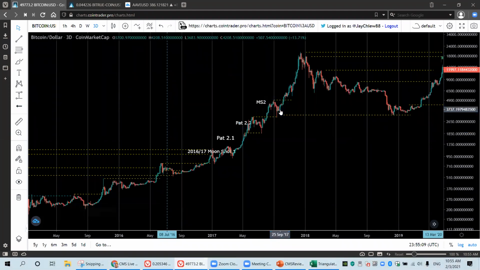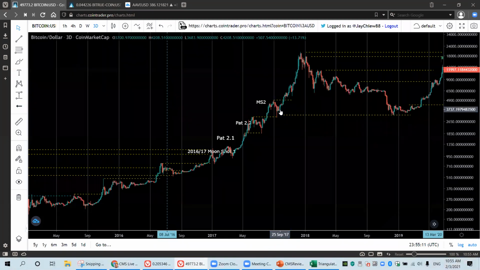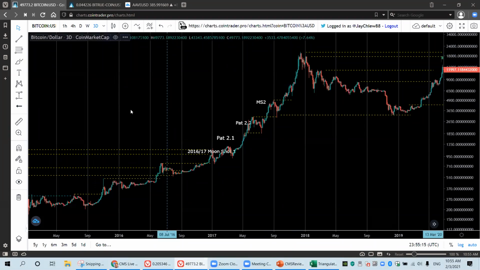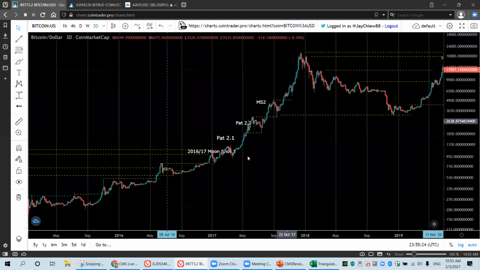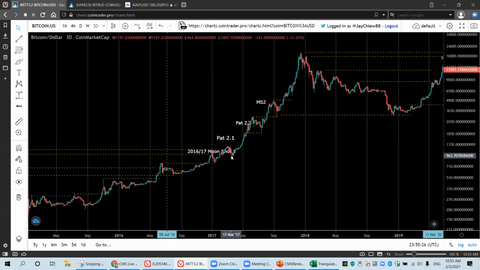Not a big deal, right? But all coins will correct significantly. Like in the case of XRP, in Moonshot 2, it corrected close to 60, 70%. So as it goes higher, the correction is bigger. Moonshot 1 correction before was much smaller. Moonshot 2 is getting bigger, and then Moonshot 3 will correct significantly, by over 80% for Bitcoin.